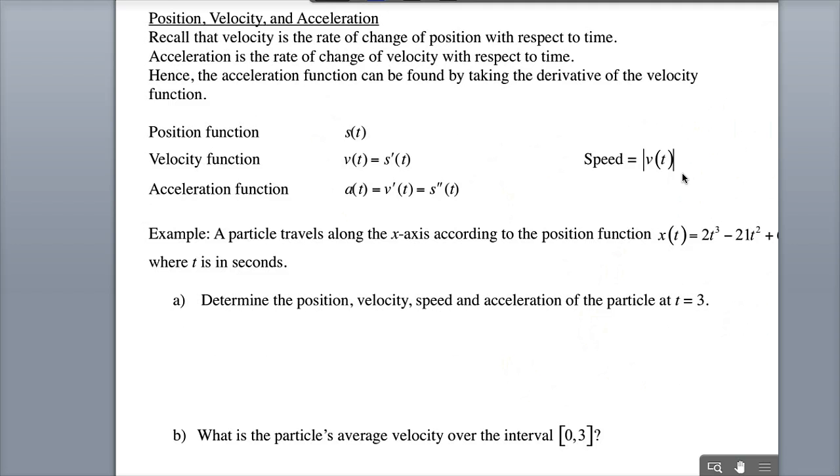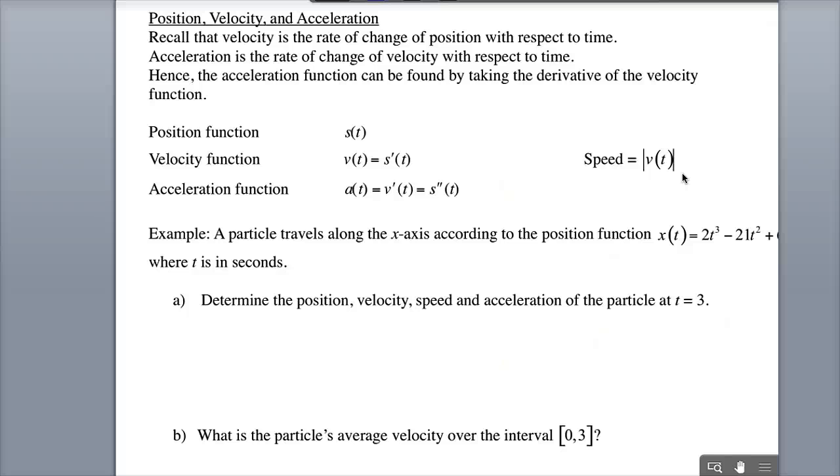So if I say how fast are you going, or what's your speed, you could say 10 miles per hour. Your speed cannot be negative 10 miles per hour. But I could say your velocity is negative 10 miles per hour. That's the difference between speed and velocity. Velocity can have a plus or minus sign.